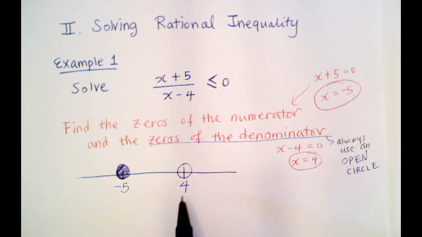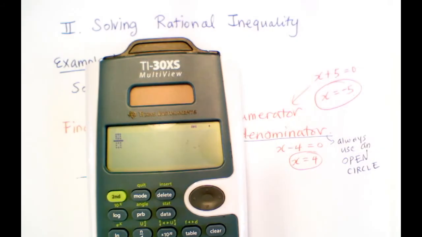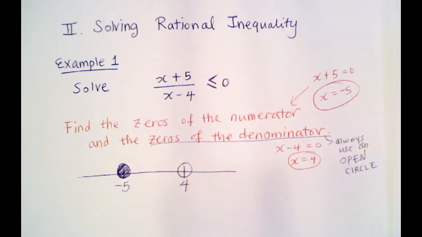But you understand why we are never closing this 4. Because I'll show you. What if I change that x value to 4? 4 plus 5 over 4 minus 4. What will happen? You can't divide by 0. So that's why we're never closing this circle, okay?